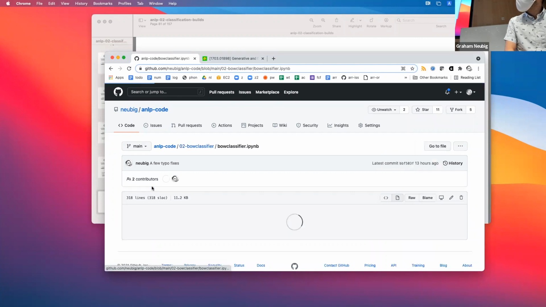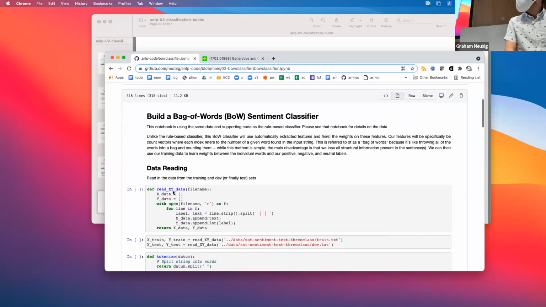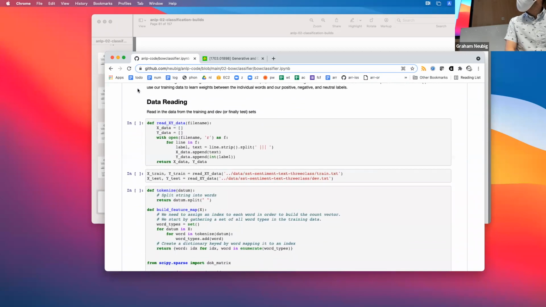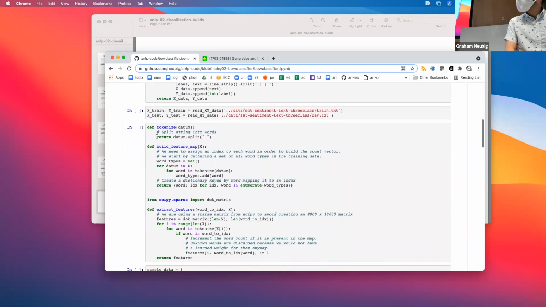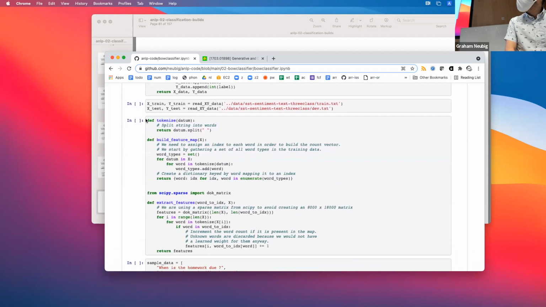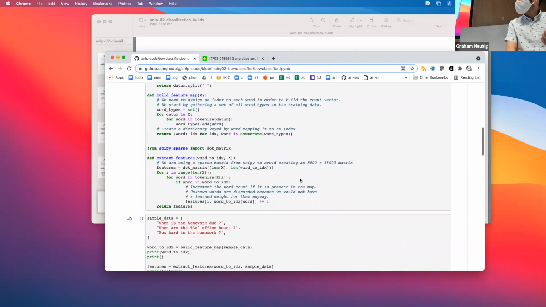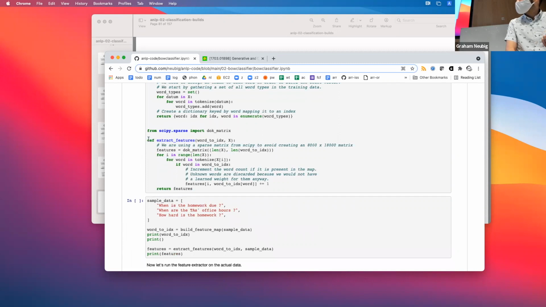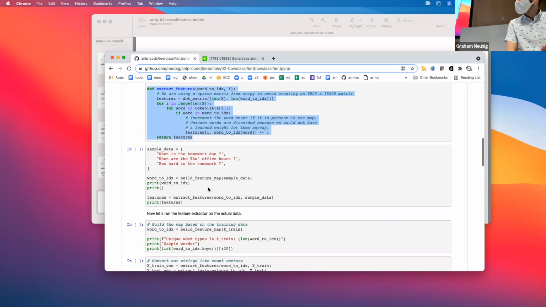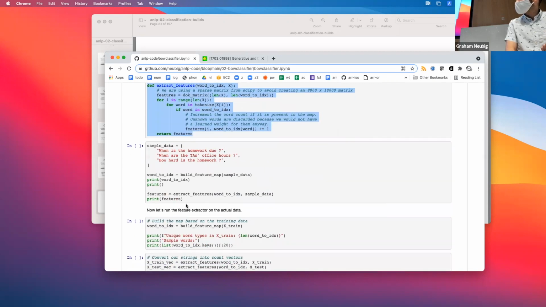So we have the bag of words classifier. Basically, it looks very similar to the one that we talked about before. But instead of having a rule-based way of extracting features, it extracts basically every word as a feature. It handles things like indexing. It extracts the features from each training example that we would like to use. It has an example of classifying over some sample data.